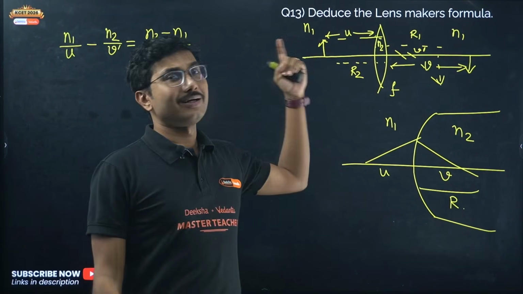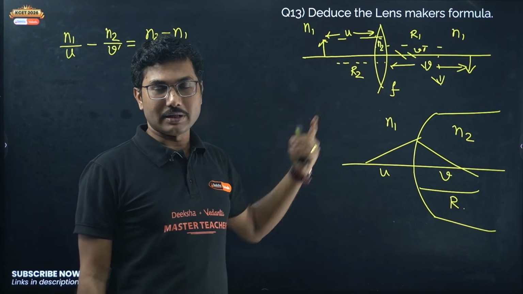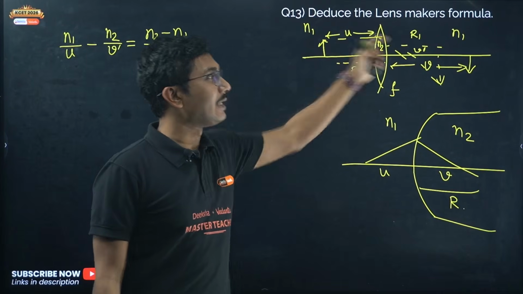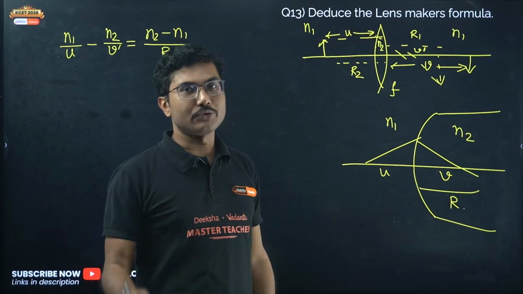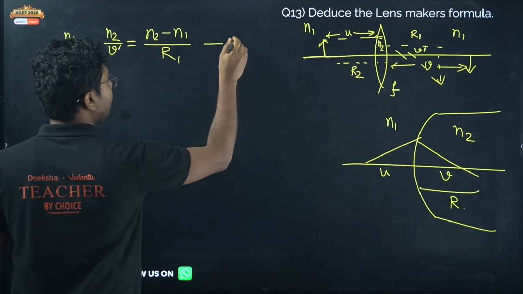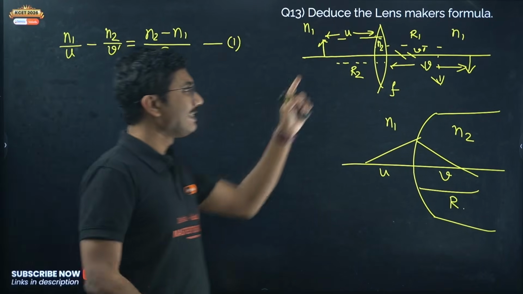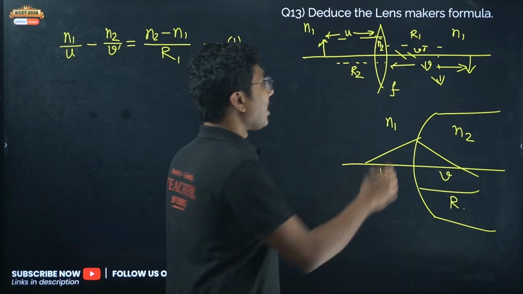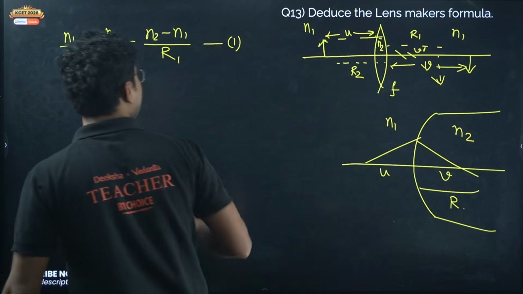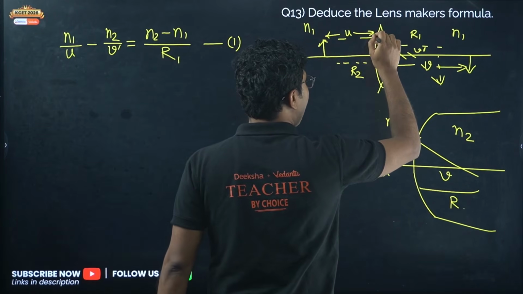You have to write that due to the first surface, let the image be formed at a distance v dash from the lens, and the final image is formed at a distance v due to the second surface. Okay, so this is equation number 1. Now for the second surface, object distance is v dash, and our starting medium is refractive index n2, because we have arrived at this surface.